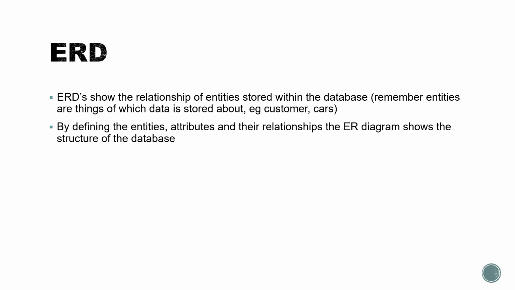Entity relationship diagrams will show you the relationship of entities within the database. So remember, an entity is something which you will store data about within the database. So if you are thinking about an education institution, then an entity could be a tutor, an entity could be a student, and then you have attributes of those. So if you have an entity which is a student, attributes of that are going to be age, they're going to be course, they're going to be date of birth, and so on.